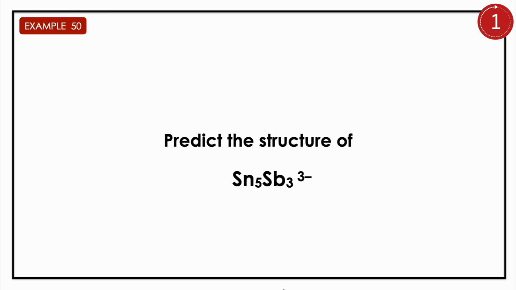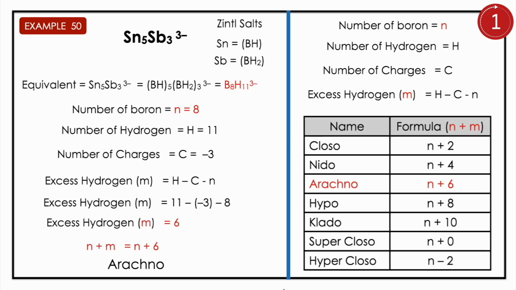Then the next example, here you have Sn5Sb3 3-, that is a tin and antimony metal cluster. You should find the structure of the molecule using Wade's rule. Here Sn5Sb3 3- is given. It is a metal cluster, technically a Zintl salt. So we should write boron equivalents to identify the structure.